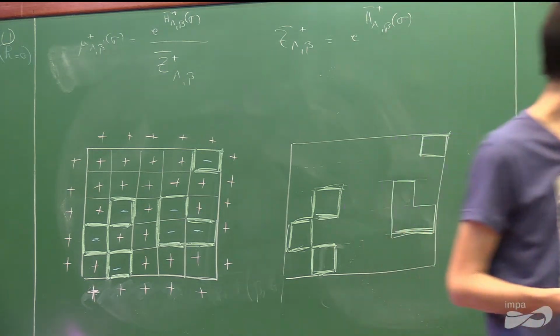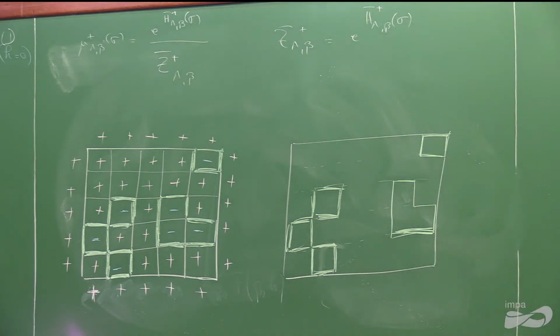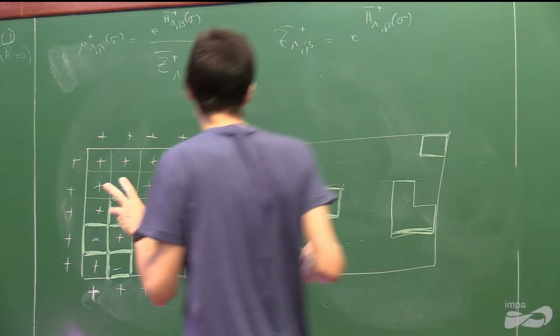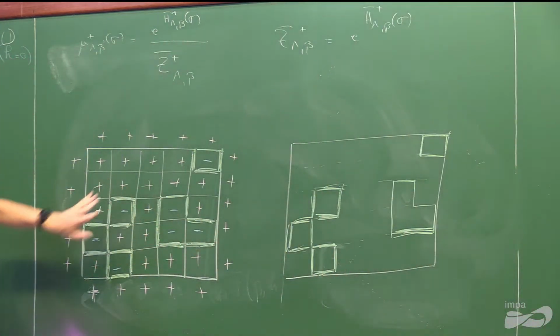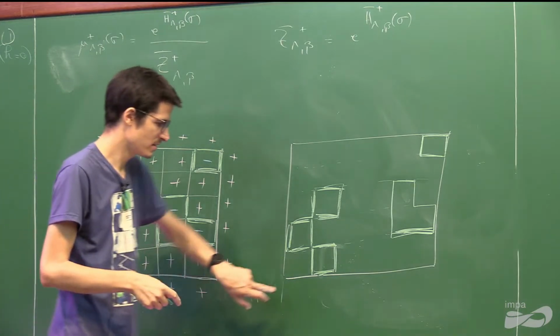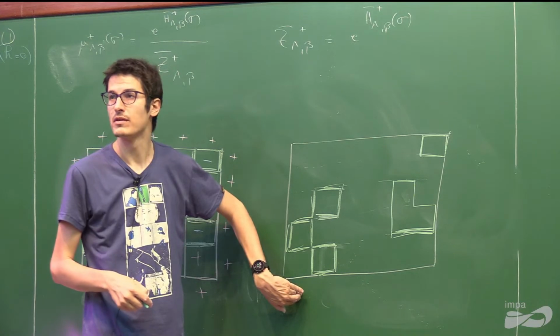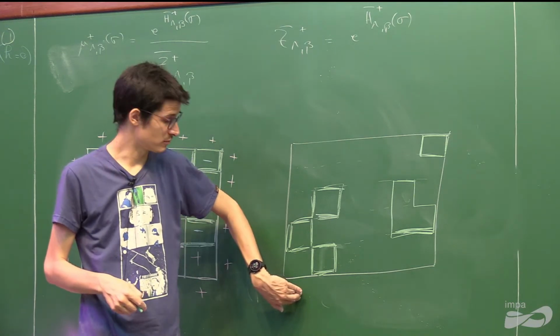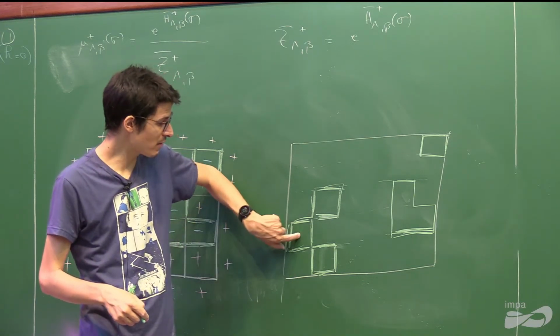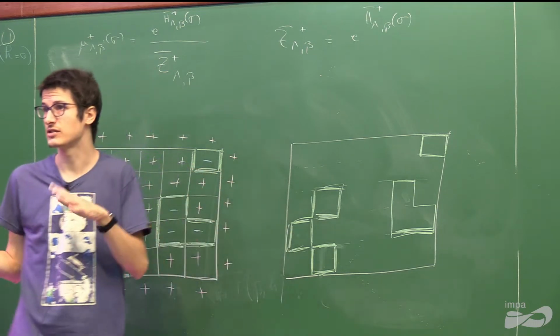Basically, whether I give you the green edges or the spin configuration, I claim that this is the same thing. If I give you the set of green edges, you can recover the spin configuration: you start from the boundary condition, here plus, and each time you cross a green edge, you change the sign of the spin.